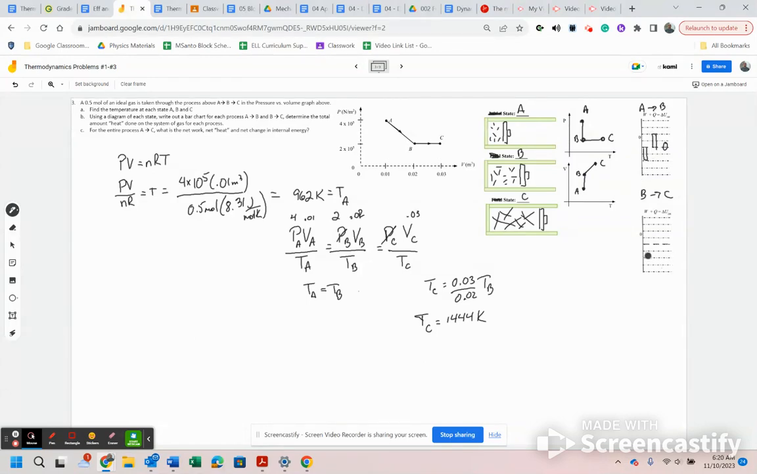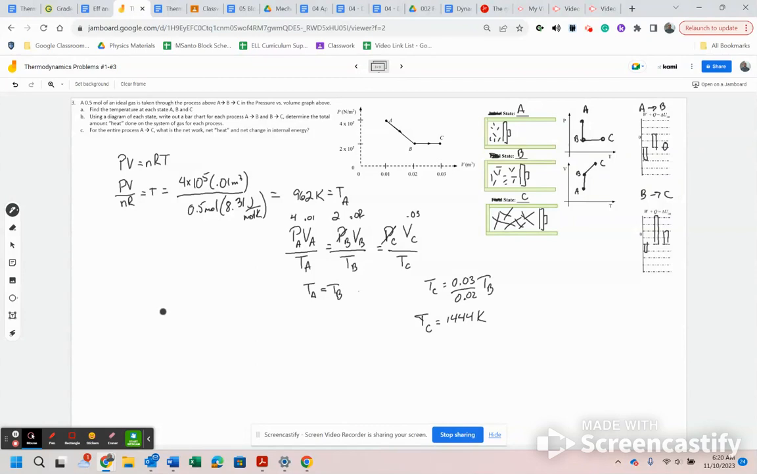So going from B to C, again it expands, so we're going to have a negative amount of work being done. Our internal energy is going to increase, therefore it has to undergo the heating process. So we have a positive Q in the last part.